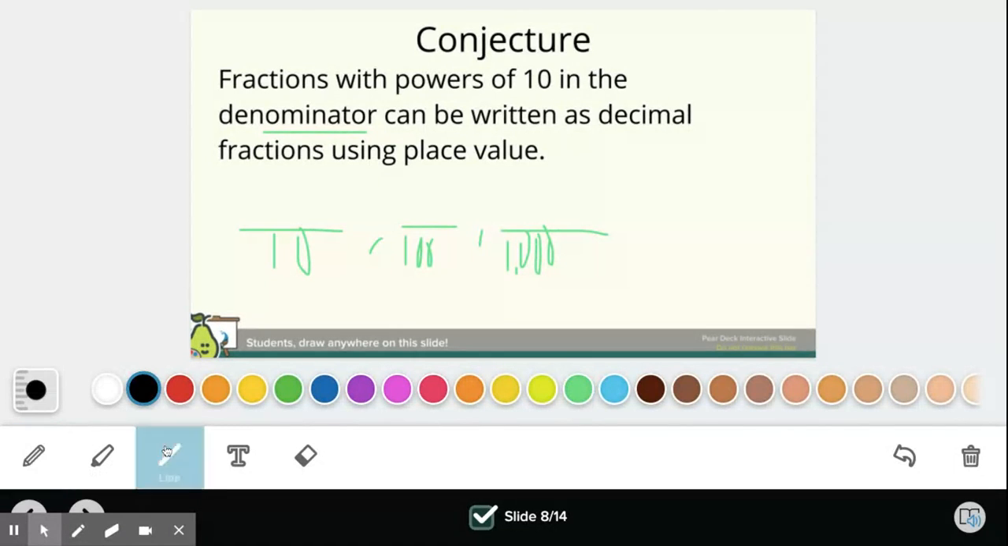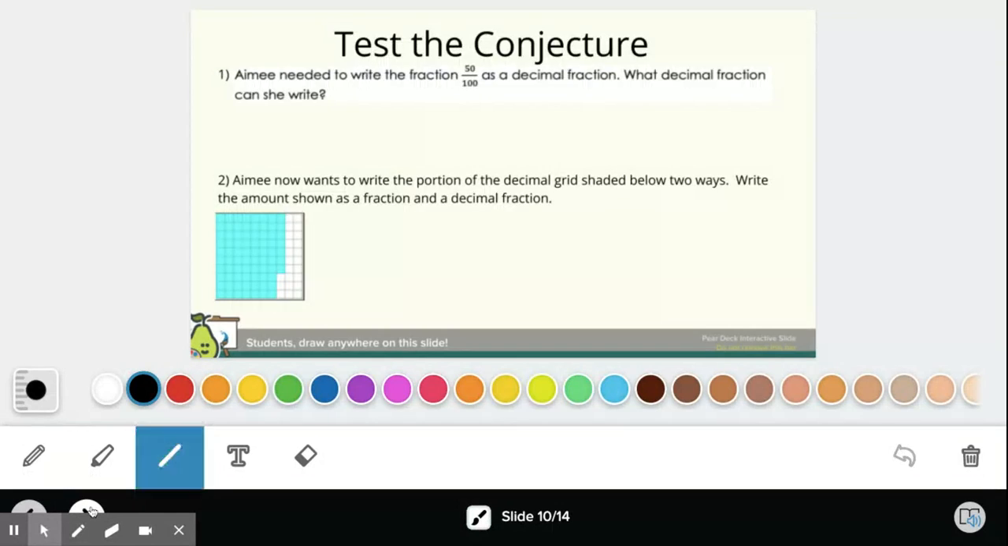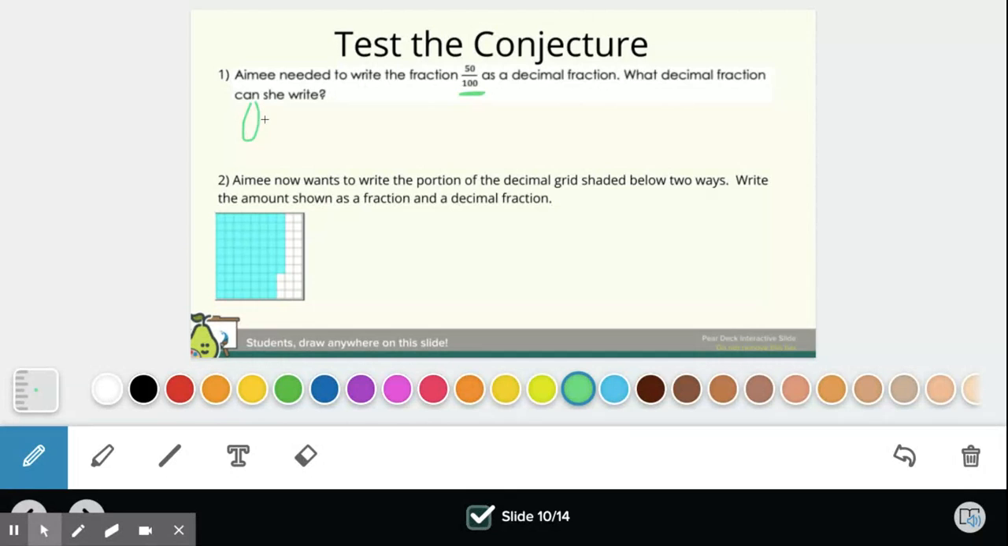Okay, so let's go ahead and take a look at our test of conjecture. Amy needs to write the fraction 50 over 100 as a decimal fraction. What decimal fraction can she write? Okay, so this 100 tells us where the place value is going to be. So I'm going to start writing this number, and the last number is going to be the number that should land on that spot.